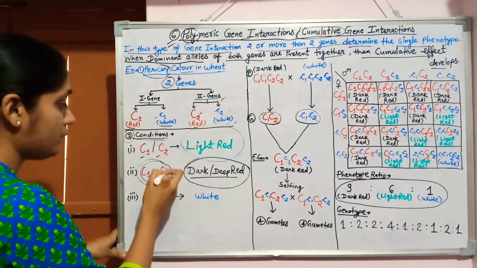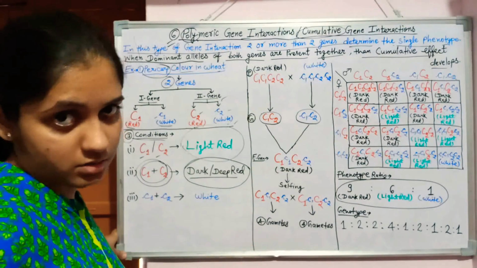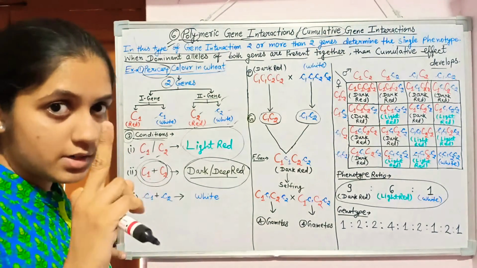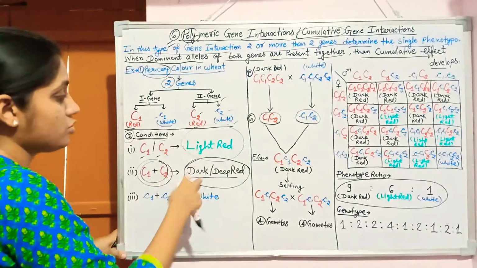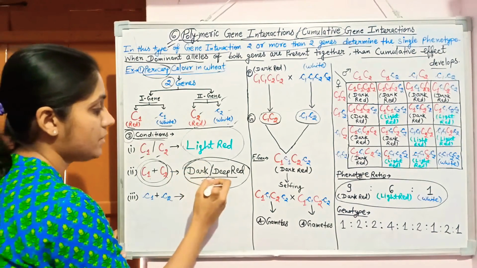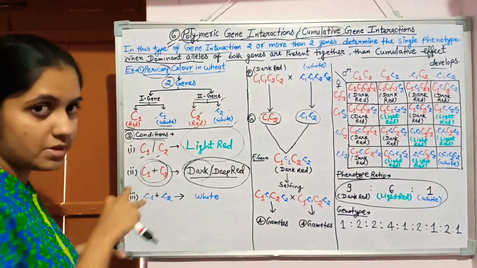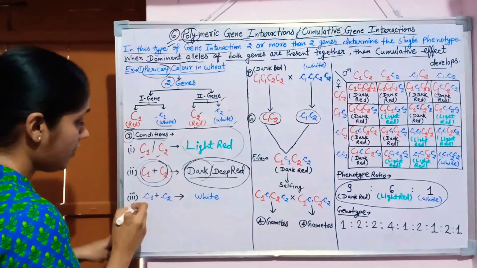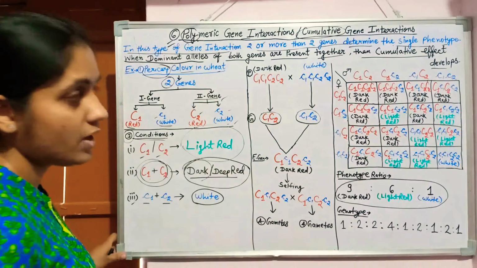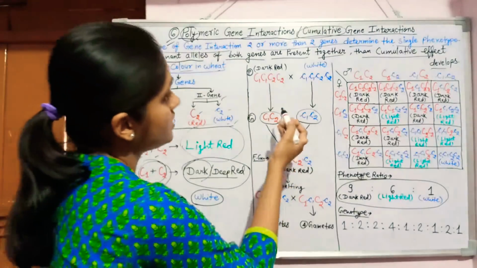So here both dominant alleles show the cumulative effect. When any one of them is absent, it does not show the dark or deep red. It only shows the dark or deep red color when these two dominant alleles from two different genes are present together. Remember it. And when the two recessive alleles are present together, then the white pericarp is formed. We can understand it by this cross.